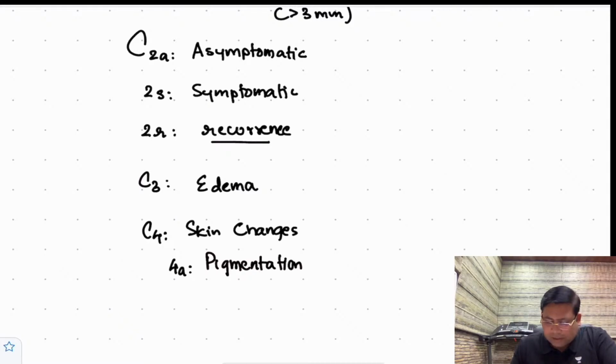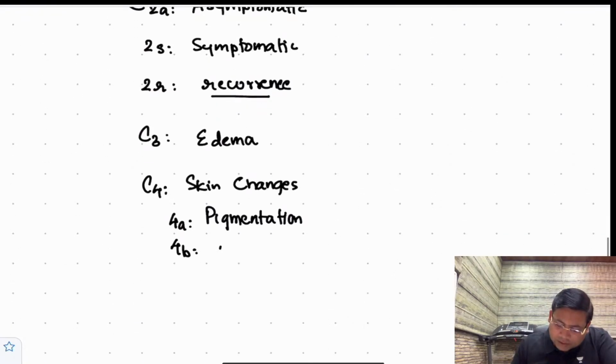What is C4B? Anyone from the audience? What is C4B? The answer is, you must have heard of something known as LDS. What is LDS? Lipodermatosclerosis.